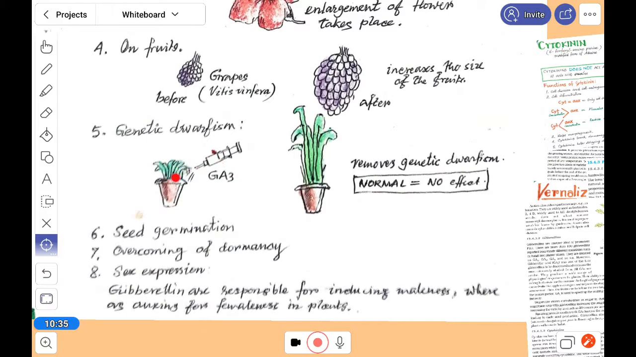If gibberellic acid is applied, then it removes genetic dwarfism. In normal cases, there is not so much effect. Seed germination, overcoming dormancy, sex expression. So these are the other functions of gibberellin.